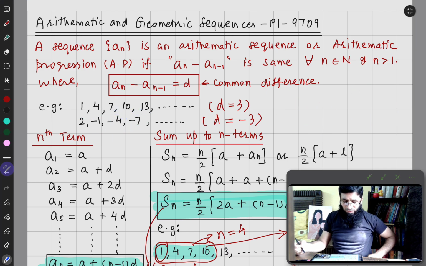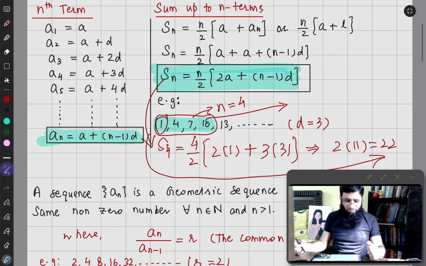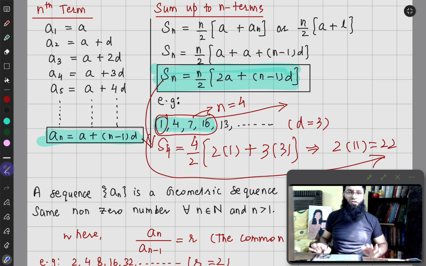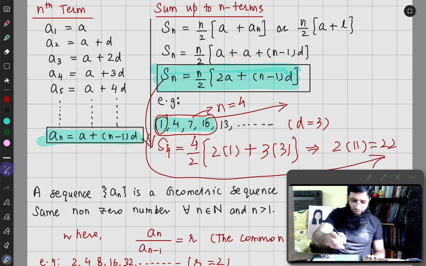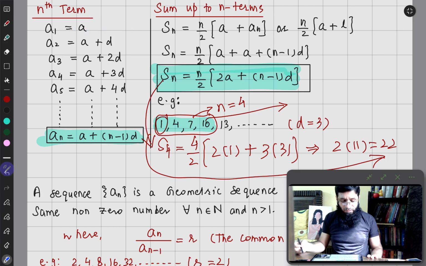Now you have some important formulas regarding the arithmetic sequence. First of all, you have the nth term. Basically, the first term is usually denoted by A in case of all types of sequences in A-level mathematics. So if the first term is A, how will you get the second term? You will add the common difference to each term to get the next term in case of arithmetic progression. If A is the first term and you add D to it, you will get the second term. That will become A plus D.